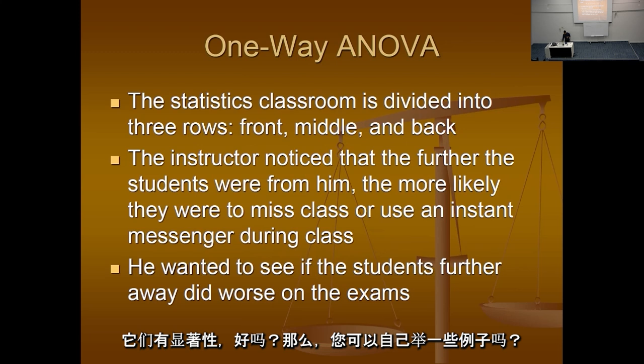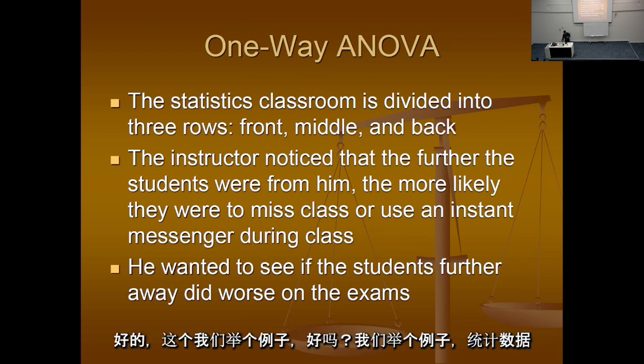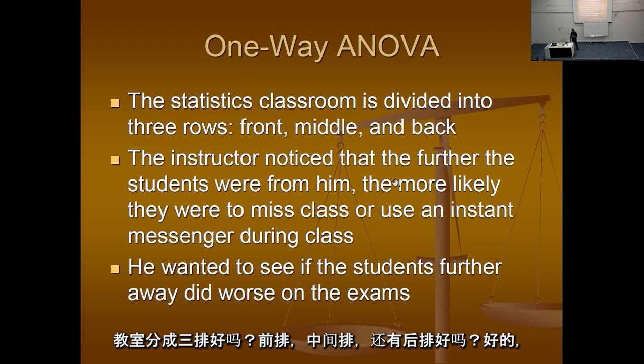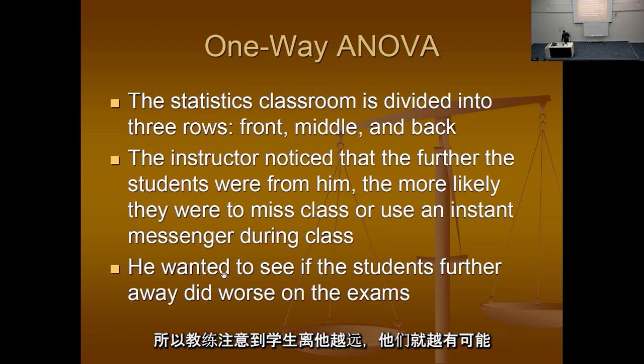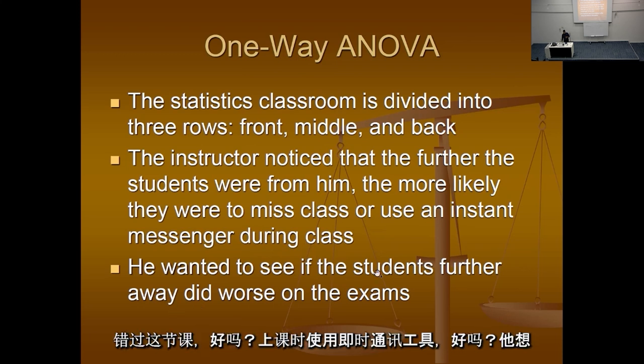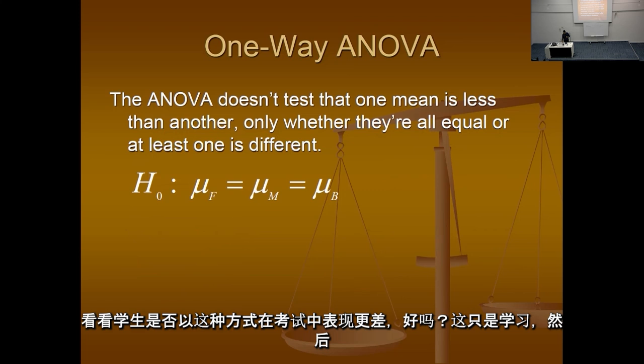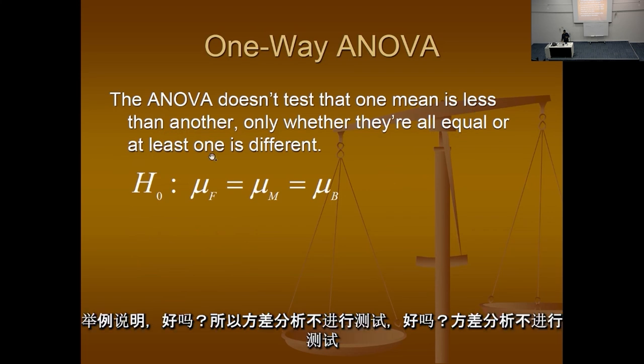Some examples you can read on your own. Now we go with an example. The statistics classroom is divided into 3 rows: front, middle, and back. The instructor noticed that the further the students are from him, the more likely they are to miss class and use instant messenger during class. He wanted to see if the students further away did worse on the exam. This is just an illustration.